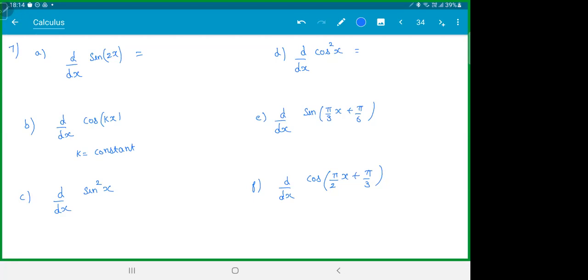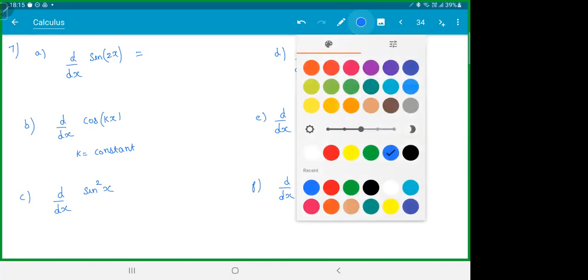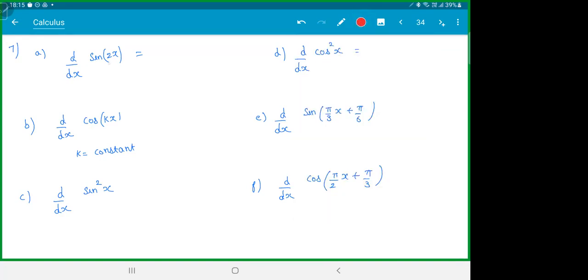Okay, someone type the answers. Okay, let's see the answers, each one. Look at the first one, sine of a function. So this is your function. So sine of something. So sine ka differential is cos of something. Then differentiate whatever is inside. That is that function 2x. So differential of 2x will be 2 into dx by dx, 2 comes out. So cos 2x into 2.